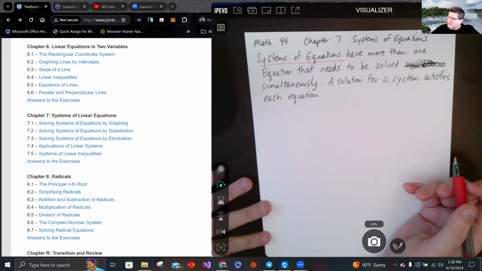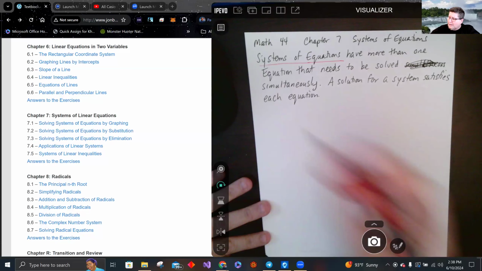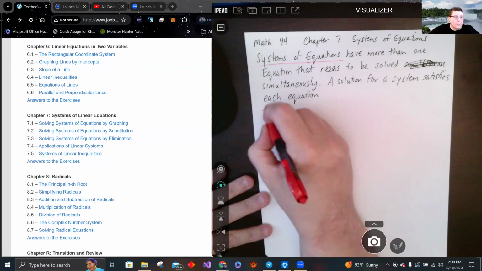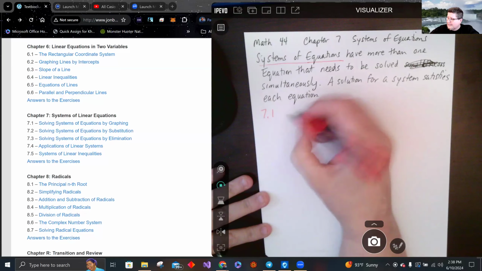All right, a solution for a system satisfies each equation. We're going to take a look. We're going to start with 7.1, and we're going to do solving systems by graphing.